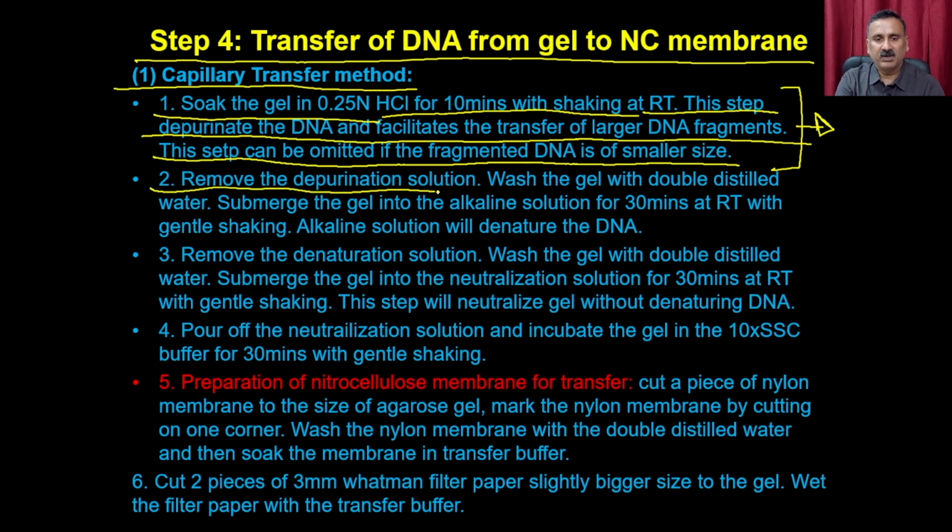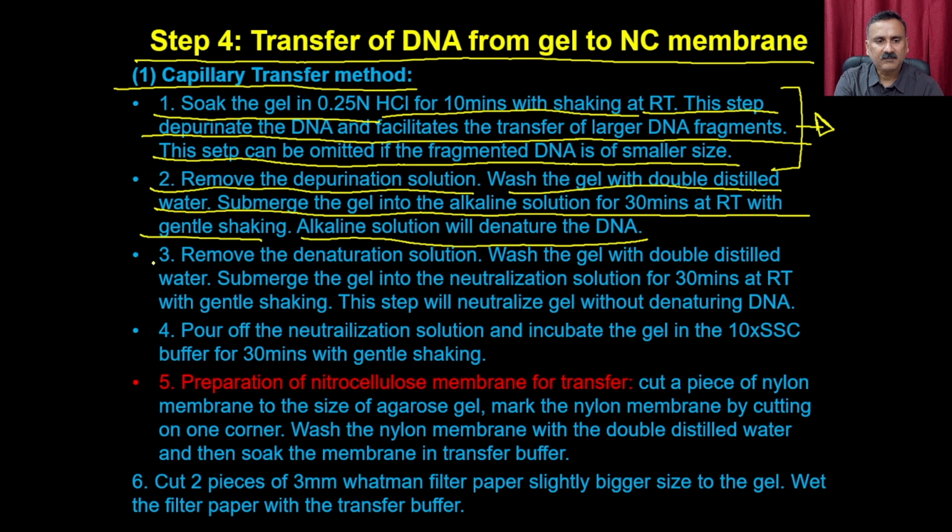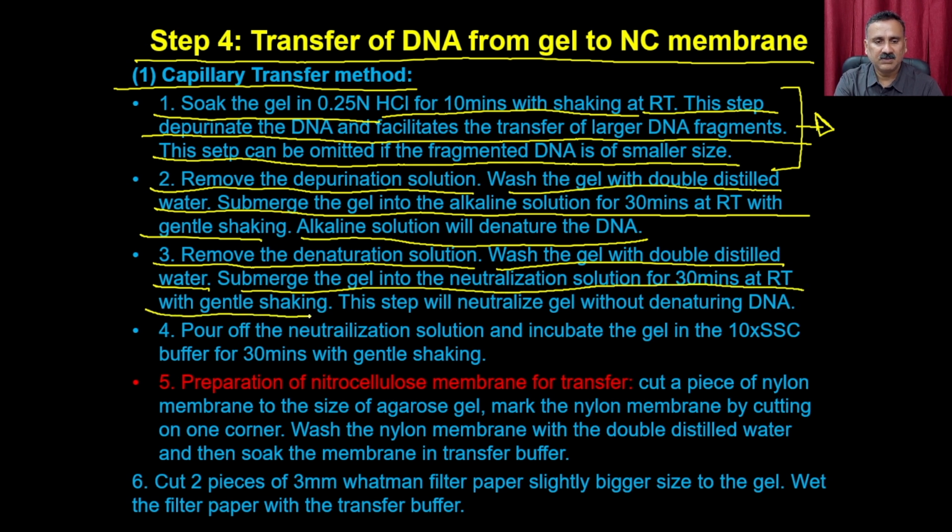Then you remove the depurination solution, wash the gel with double distilled water and submerge the gel in the alkaline solution for 30 minutes at room temperature with gentle shaking. Alkaline solution is going to denature the DNA, so the DNA is not present as double stranded DNA, it is present as single stranded DNA. Then you remove the denaturing solution, wash the gel with double distilled water, and submerge the gel in the neutralization solution for 30 minutes at room temperature with gentle shaking. This step will neutralize the gel without denaturing the DNA.